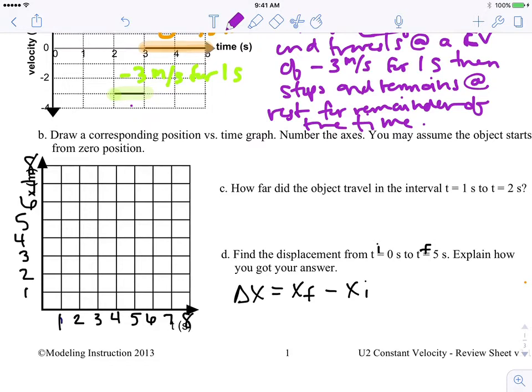So what do you want to do? You want to label your axes, and I've already done that just to save time. But when you're doing that, you have to make sure that however many seconds are accounted for in the starting graph, your corresponding graph has the same amount of time.